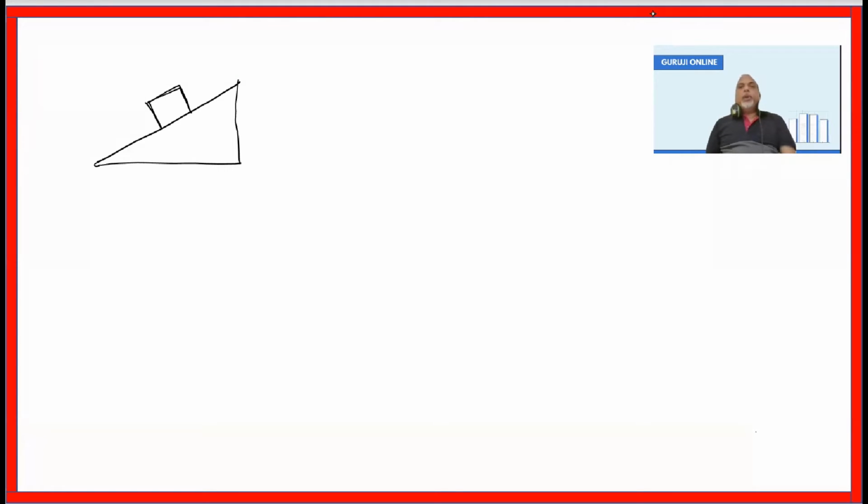Here you can see this is a block of mass M which is resting on an inclined plane, and this inclined plane is smooth. Correct. Now suppose this block is sliding with acceleration A, then let us analyze the forces on this.